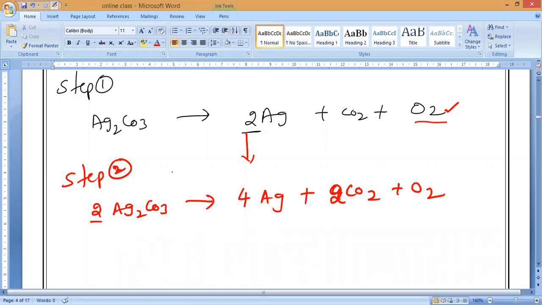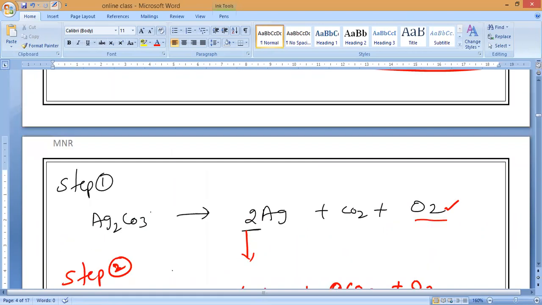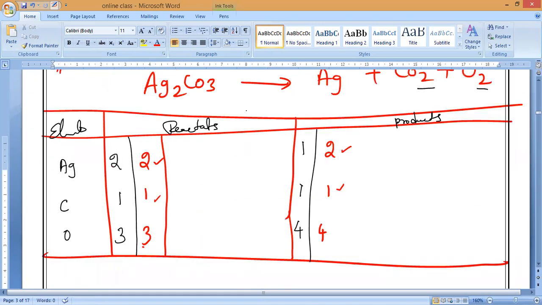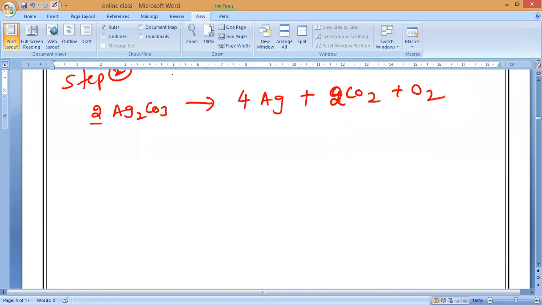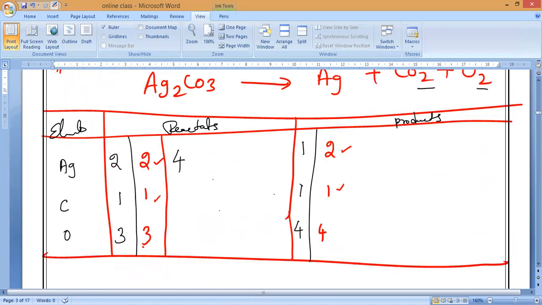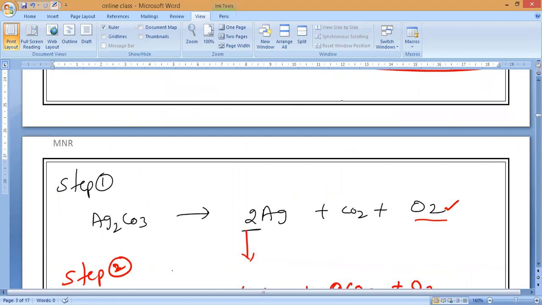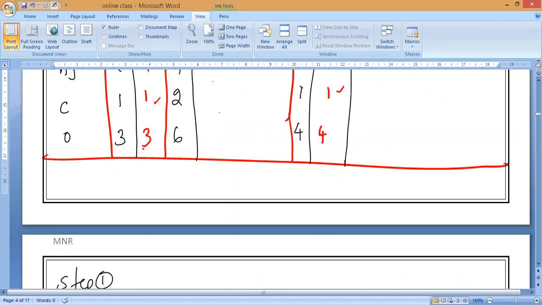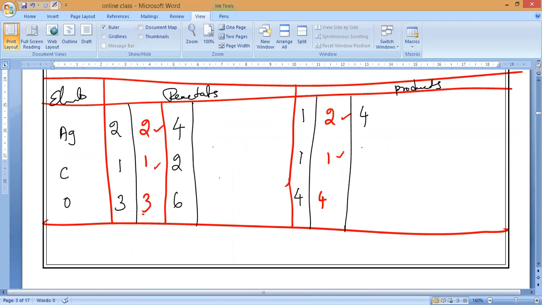So now you check it. Silver, how many? 2 2s are 4. Carbon, check it. 2 carbon. Carbon 2 1s are 2 and oxygen 2 3s are 6. Clear, guys? Any doubt? No, sir. Now, sir, product side, tell me. Product side, how much will it come? Silver 4. Carbon how much? 2 into 1, 2. And oxygen, check it.